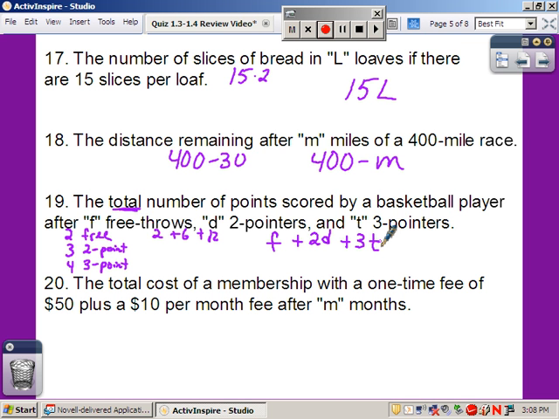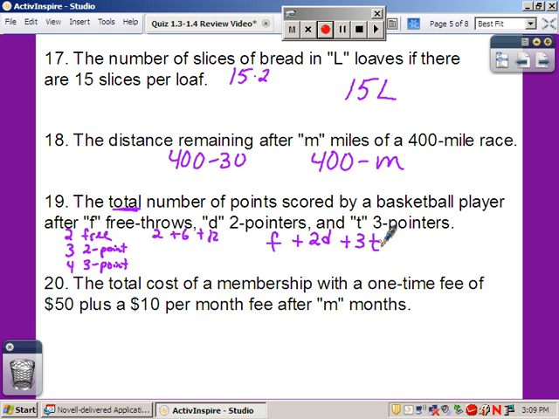And finally, for number 20, we're talking about the total cost of a membership with a one-time fee of $50 plus a $10 per month fee after M months. So I'm looking at my total cost, and I'm saying, how much do I actually pay? So what if I did like 2 months? Well, I have to pay $50 to start, and then I'm going to give them $10 per month, but I'm going to use for 2 months, so that's $20.